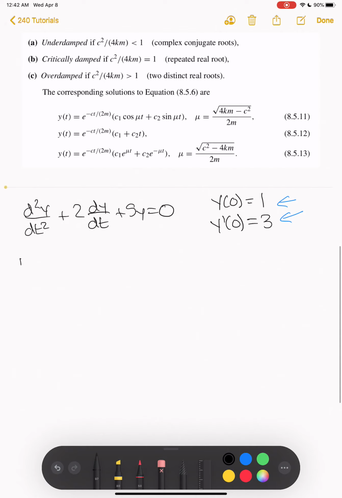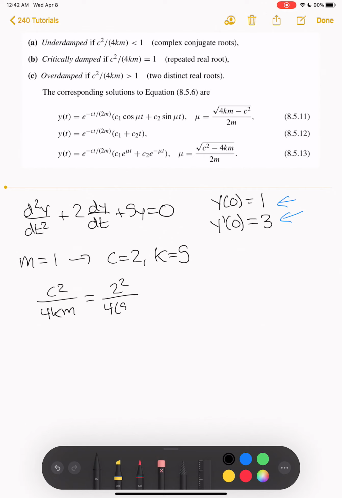What's helpful to do, you'll notice that this is technically 2 over 1 and 5 over 1. You can just set your mass equal to 1, and that helps you define your other variables here. So if I set m equal to 1, then I know that c has to be equal to 2 and k has to be equal to 5. That's just reading it straight from the differential equation they gave me. And then I know that c squared over 4km is equal to 2 squared over 4 times 5 times 1, which gives me a fifth.